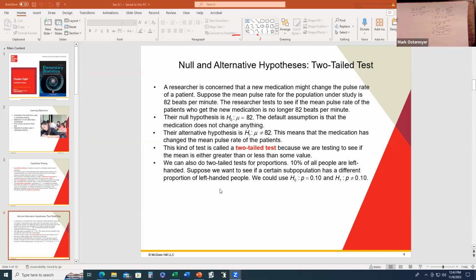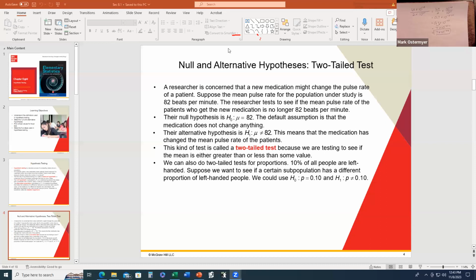We can also use a two-tailed test for testing proportions. Here's an example. 10% of all people are left-handed. Suppose we want to see if a certain subpopulation has a different proportion of left-handed people. Then we would be testing these hypotheses, the null of which would say that the population proportion of left-handed people is 10%, versus the alternative statement that says the population proportion of left-handed people is not equal to 10%.